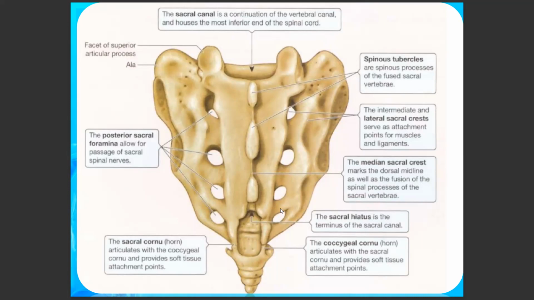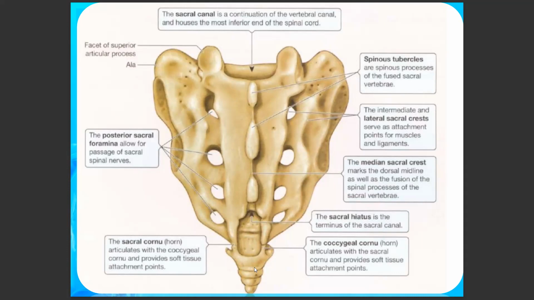There are 4 foramina opening on the posterior side as well. These are known as the posterior sacral foramina, which allow for the passage of the sacral spinal nerves. This point is known as the sacral hiatus. This is the terminus of the sacral canal.